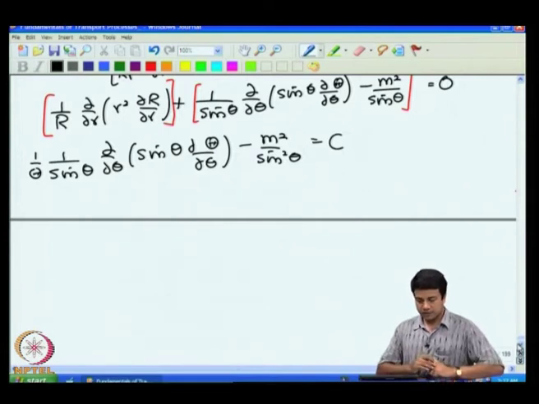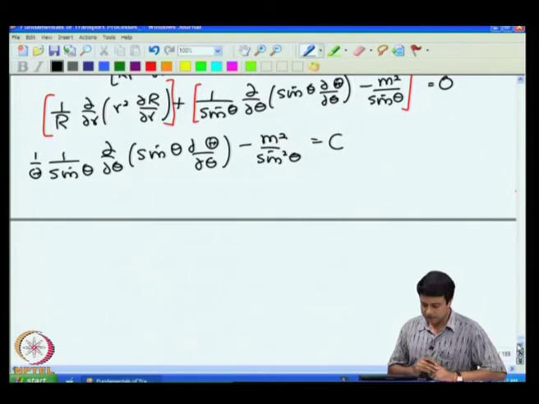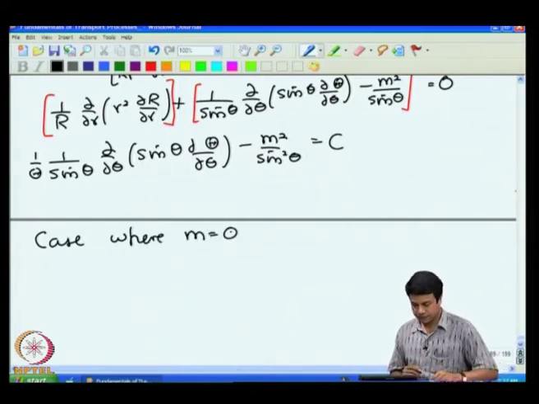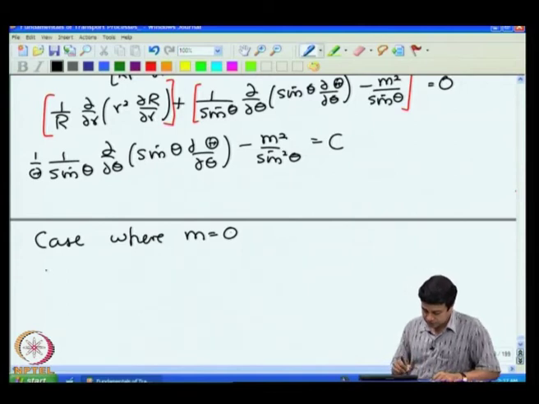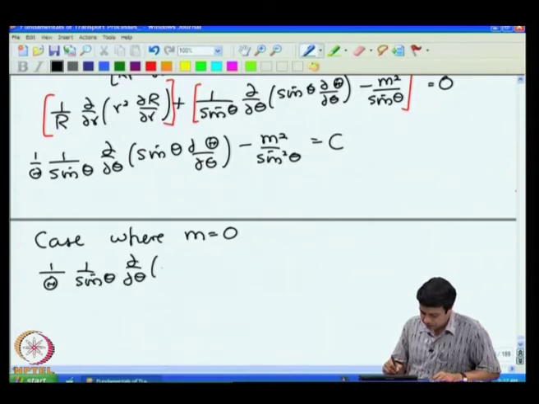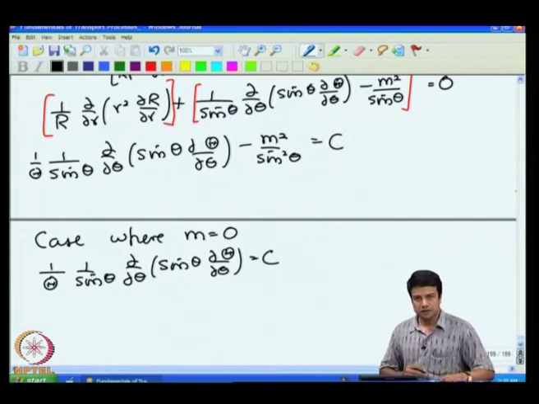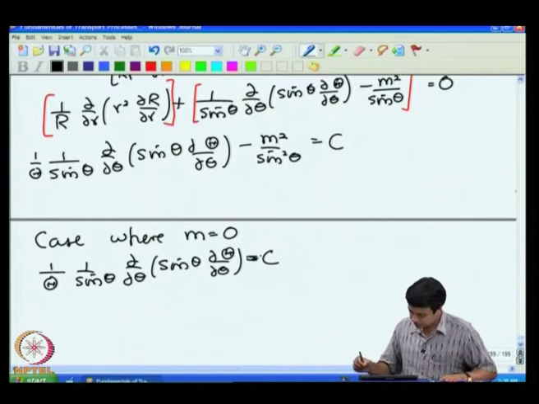First of all, this equation is a little complicated, so I will limit myself to the case where m is equal to 0. So, I get 1 by sin theta d by d theta of sin theta d theta by d theta is equal to c, where c is a constant which is not known as yet.